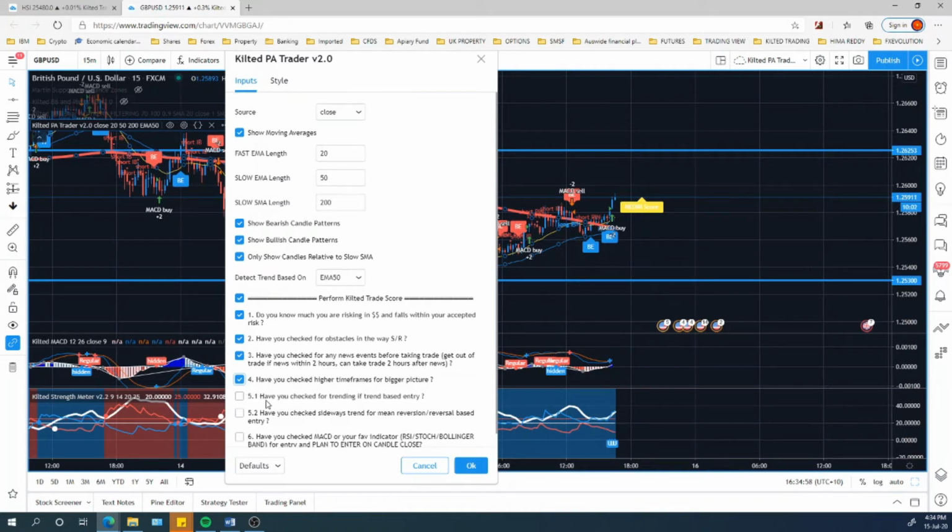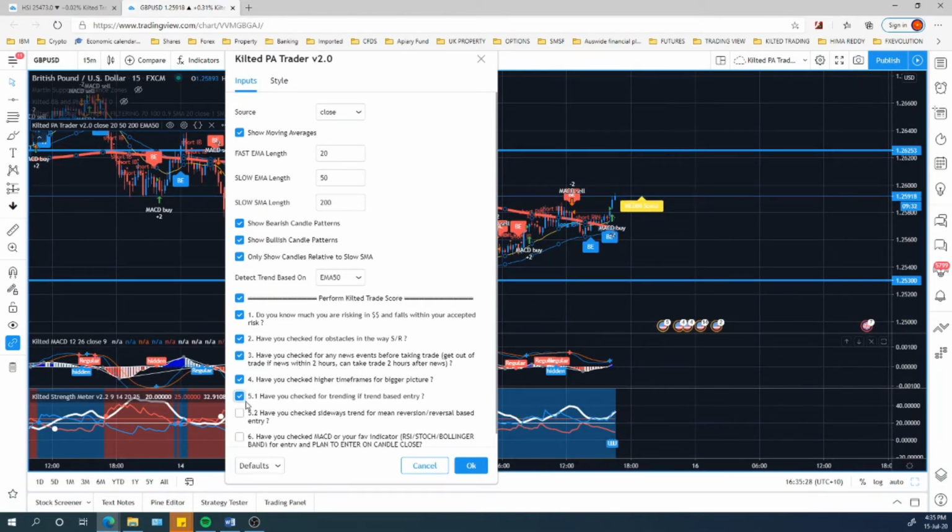So these two are mutually exclusive, the 5.1, 5.2. Certainly if you're using a trend-based system, which I am in this example, I want to be seeing that we're actually in a trend, and this has shown me that we are. Another good reason to have the Kilted Strength Meter handy. We do have a reasonably strong trend here to the upside. We've got the blue above the red, so that matches our entry position here, so we'll tick that one.